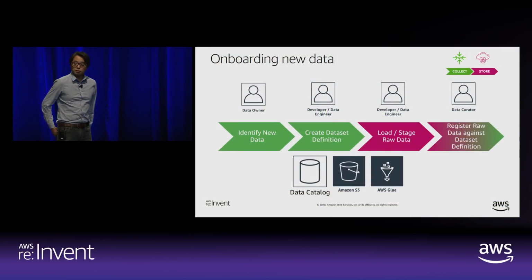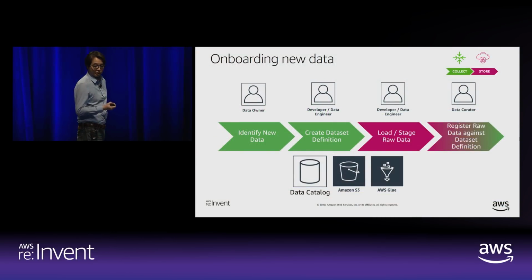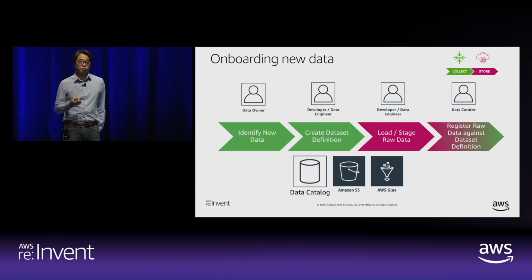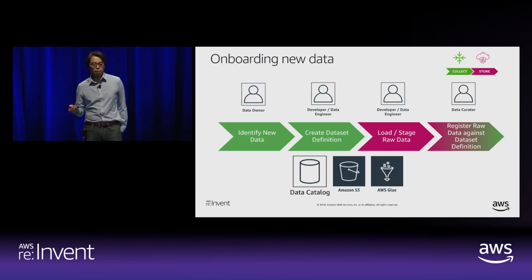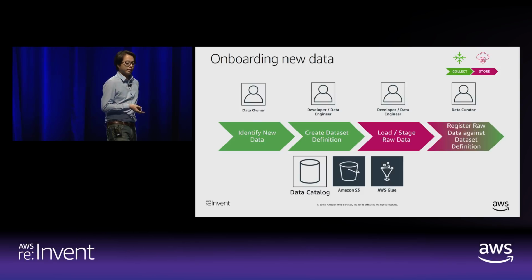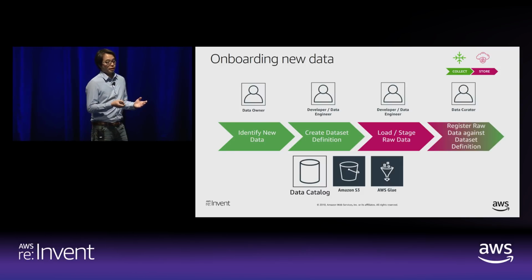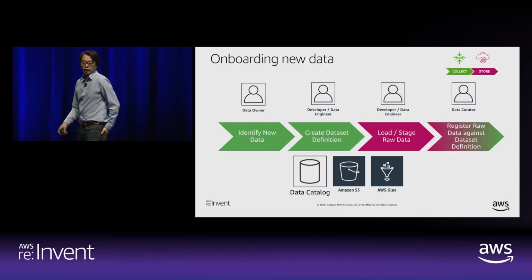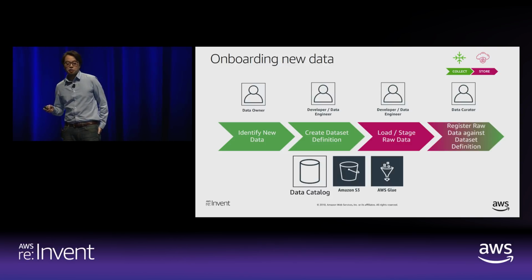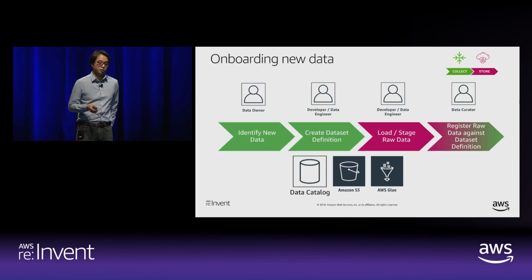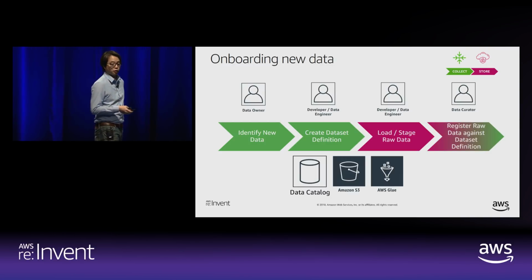With the purpose and importance of the catalog established, let's go through the first scenario, where a data lake owner, that is a data owner, wants to onboard a new data set. They have a new data set, and they have to talk to a developer or data engineer to create the data set definition, to give it a schema or something to that effect. Then you need to talk to a data engineer to have it loaded or staged as raw data inside of your environment.